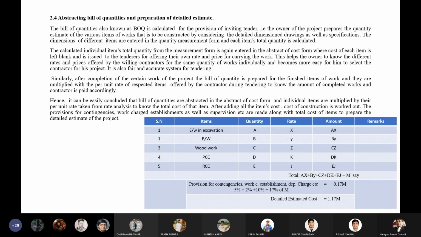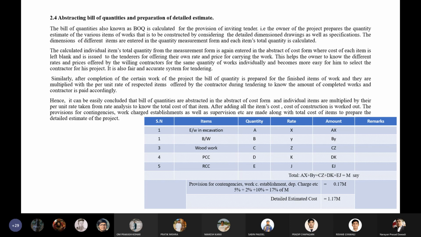The bill of quantity, also known as BOQ, is prepared for inviting tenders. That is, the owner of the project prepares the quantity estimate of the various items of work to be constructed, by considering the detailed dimension drawings as well as the specifications. The dimensions of different items are entered in the quantity measurement form and each item's total quantity is calculated. The calculated total quantity of individual items from the measurement form is again entered in the abstract of cost form, where the cost of each item is left blank.